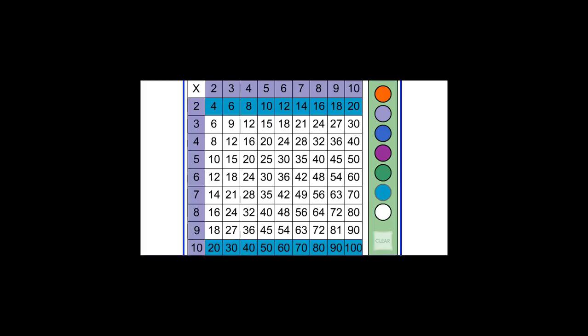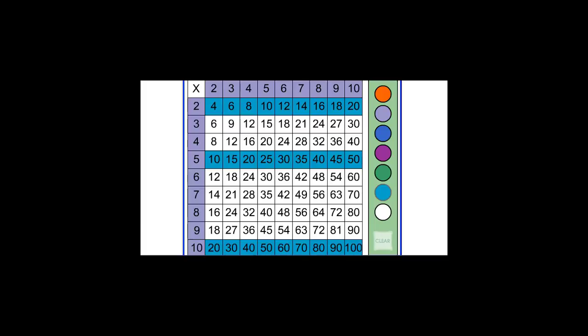Now, after you've mastered the 2's and the 10's, you might want to try the 5 times table. You've probably already counted by 5's lots of times, and that's half the battle. Also, you might notice that all the multiples of 5 end in either a 0 or a 5. And I think that will help you learn your 5 times table as well.